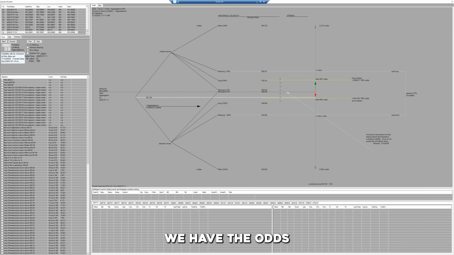Next up, we have the odds for closure. What are the odds of Monday close above 544.20? 67 out of 100, 67%. Simple. But where is 554 marked in the chart?